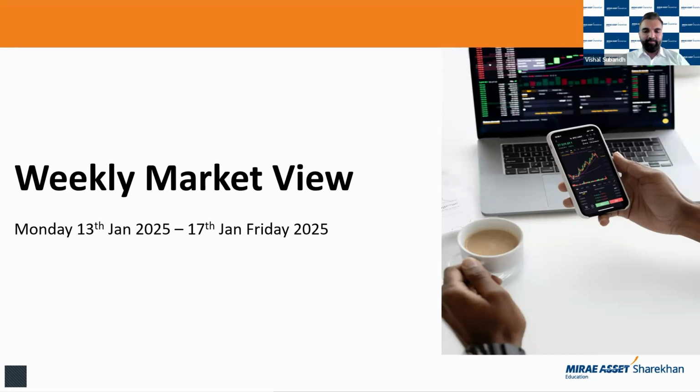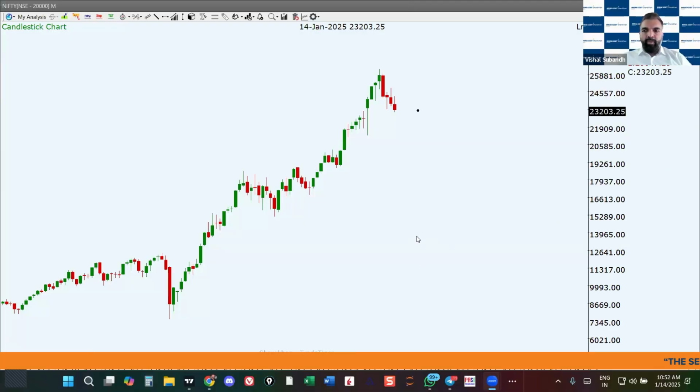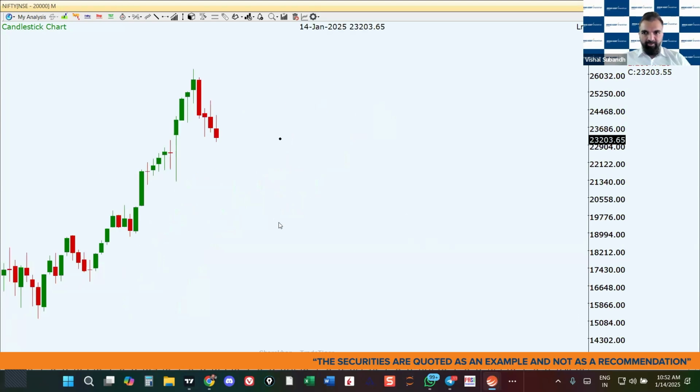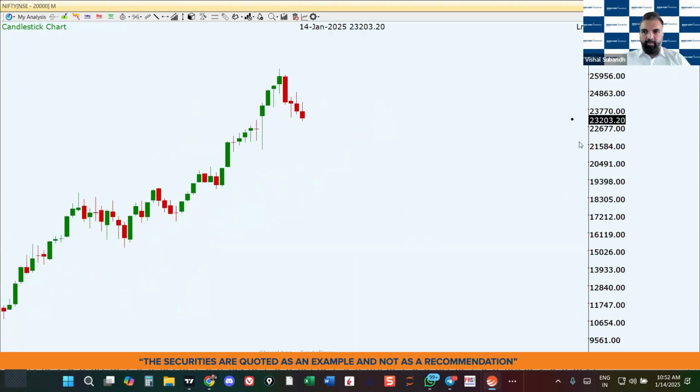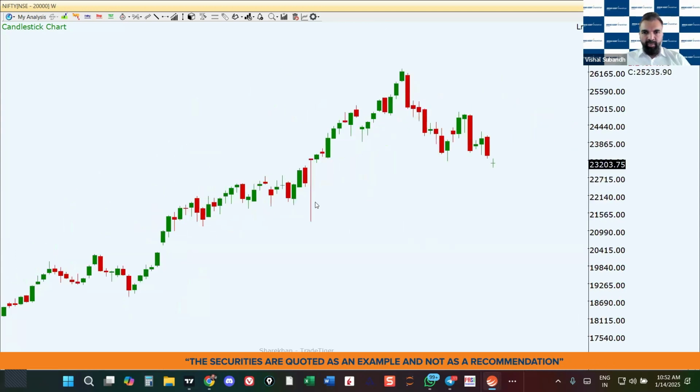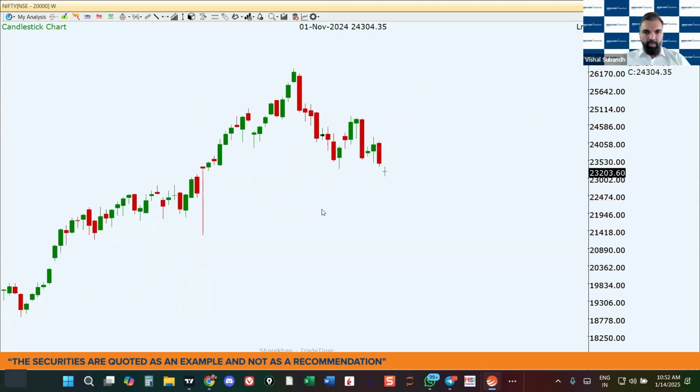Let's get started. We are going to start with the higher time frame chart, starting with the monthly chart of the Nifty. The current market price of the Nifty is 23,200. We are seeing a little bit of bearishness coming into the Nifty right now, but there is no clear level of demand on the monthly chart. Therefore, we are going to move to the weekly chart of the Nifty.